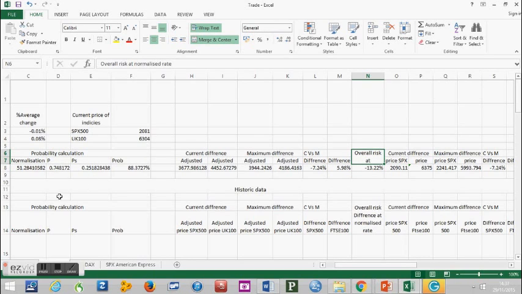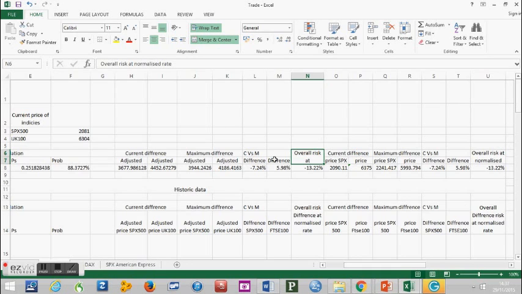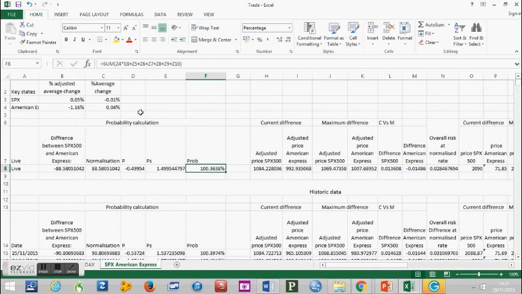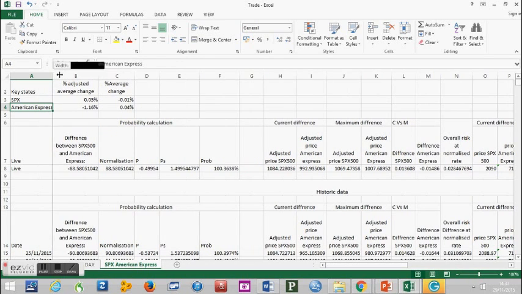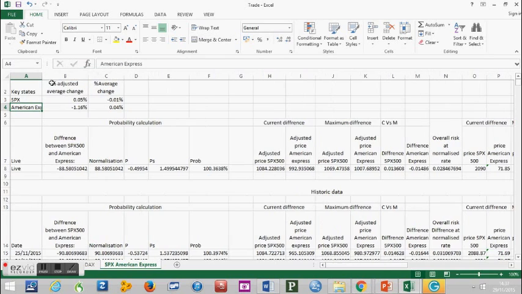I wait for it to be further, but quite high probability. It's a risky trade due to this high risk. So yeah, that's a bit how I trade. And I have a trade like this at the moment. If I bring up, this is SPX 500 and American Express. So this is a trade I currently have on at the moment. If I just write it down, see that. Yeah, and at the moment we're at minus 88.50.